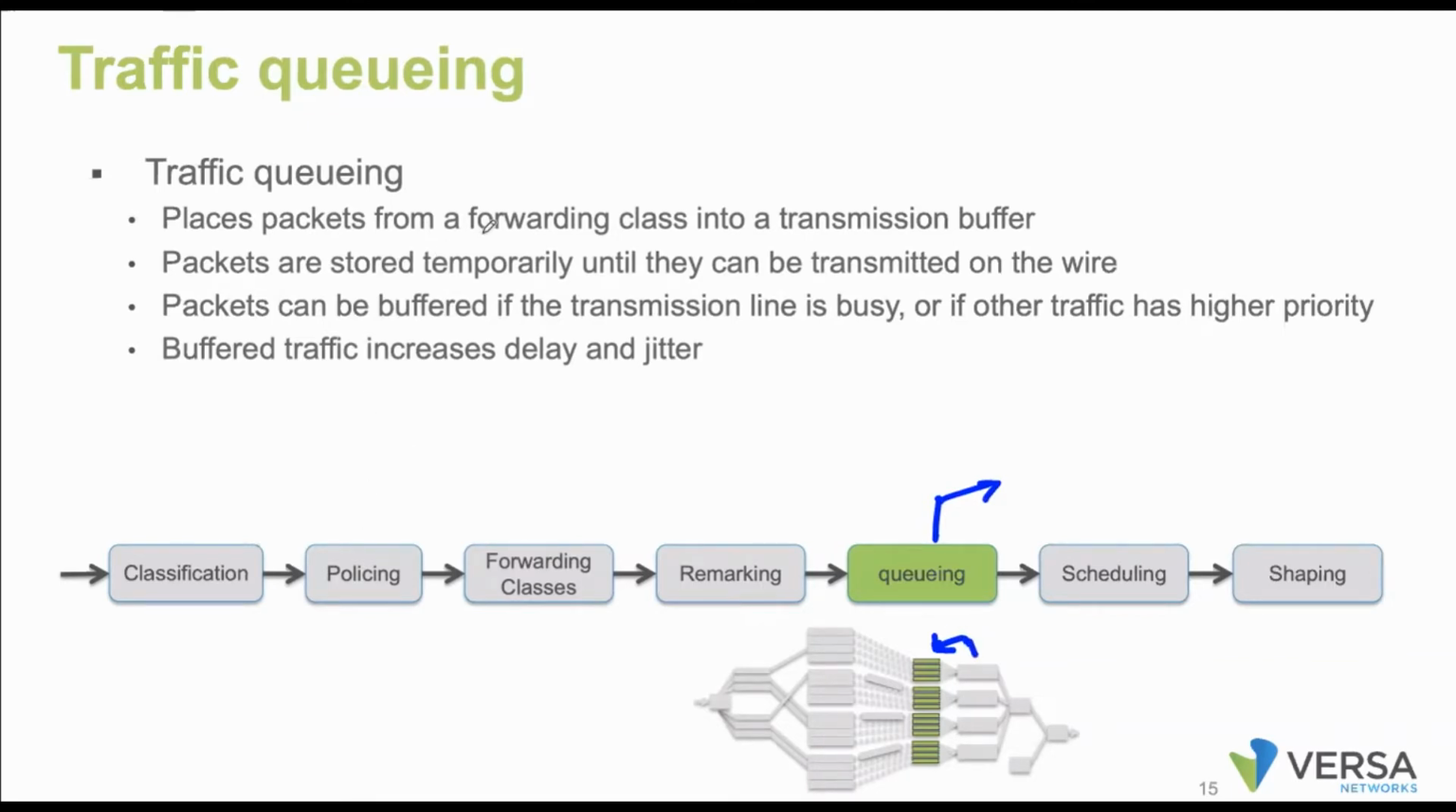Before the packets are transmitted on the wire, they will be stored temporarily on these queues. So the packets can be buffered if the transmission line is busy, or if other higher-priority traffic is preferred. And definitely the buffered traffic will increase the delay and jitter values.